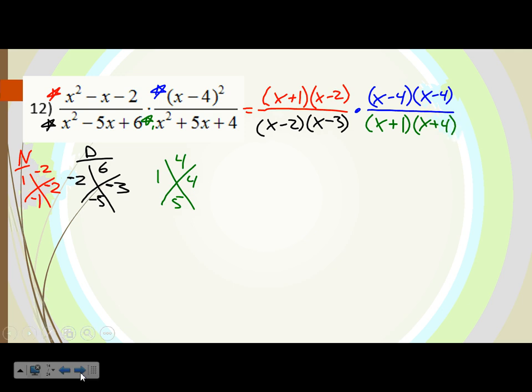Now go through. Second step, if there's anything on top and bottom, you can cancel. Well, if you look, I have this x minus 2, top and bottom. But also this x plus 1 and this x plus 1. One's on top and one's on bottom. Even if they're in different fractions, that's okay. It's just like we did earlier with cross reducing.